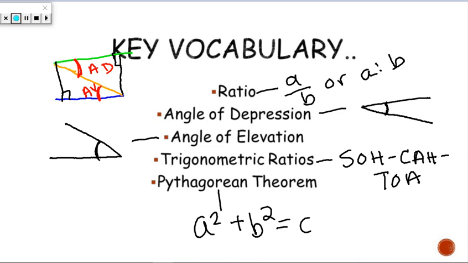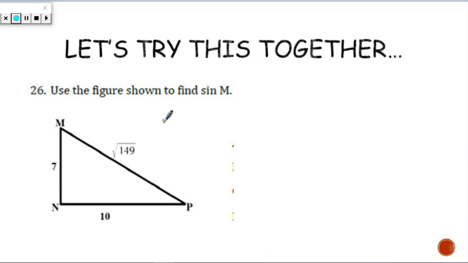Alright, so let's try this problem together. It says use the figure shown to find sine of M. So here is angle M up here. So I'm going to put my marking here and I'm going to label these sides. The side that's across from the right angle is the hypotenuse. The side next to the marking is called the adjacent, and the side that you can't touch is called the opposite. So this asks me to find sine of that angle.